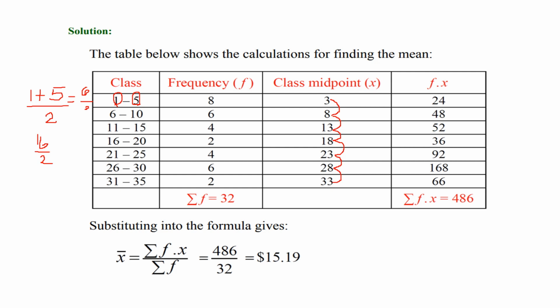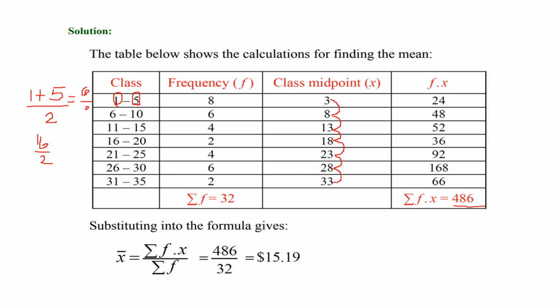F is the frequency and x is the class midpoint. Multiply them. 8 times 3, 24. 6 times 8, 48. 4 times 13, 52. 2 times 18, 36. 4 times 23, 92. 6 times 28, 168. 2 times 33 is 66. And we need to find the total. So the total value is 486.